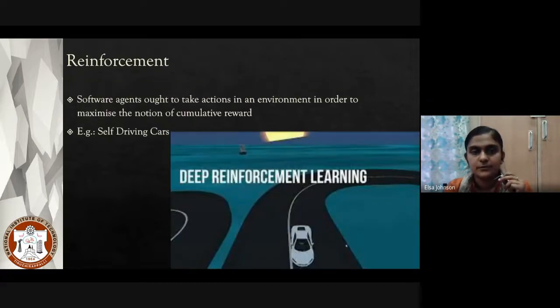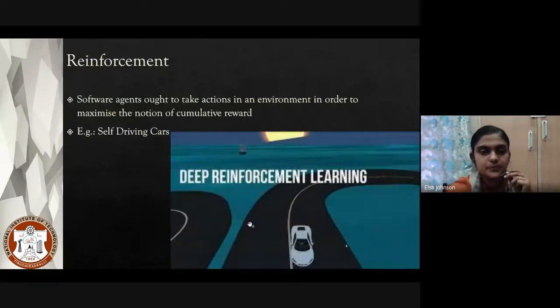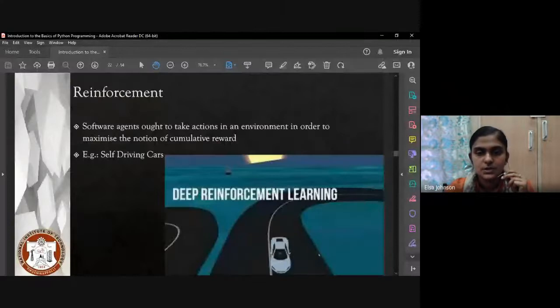Next is reinforcement. It is slowly picking up, this type of learning, and it's majorly used in the self-driving cars concept. So here, software agents ought to take actions in an environment to maximize the notion of cumulative reward. So for explaining this, I'll be showing a video. So I'll just unshare the screen.